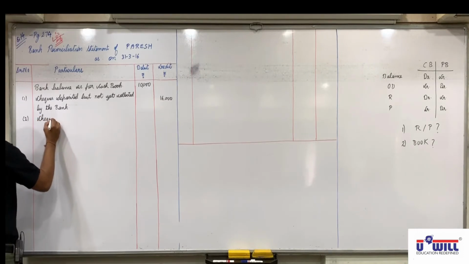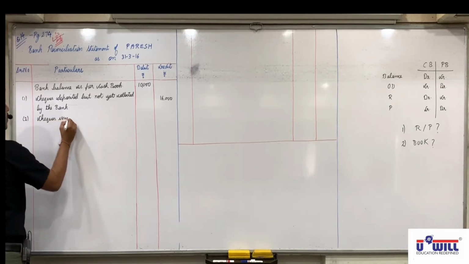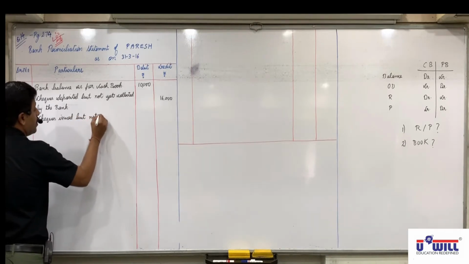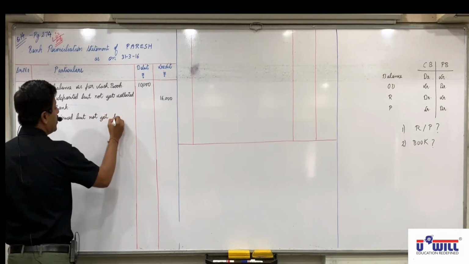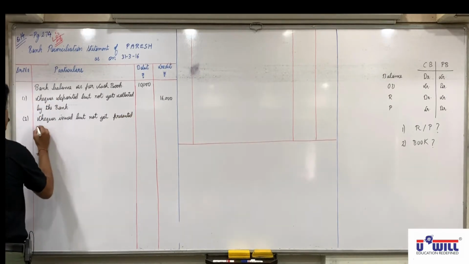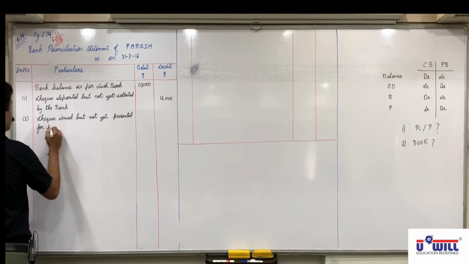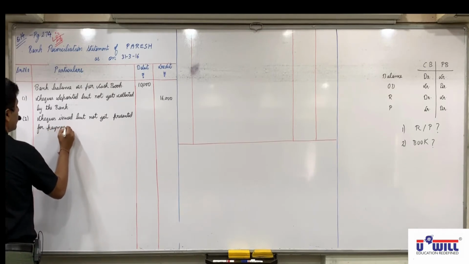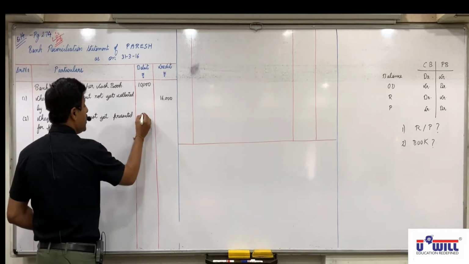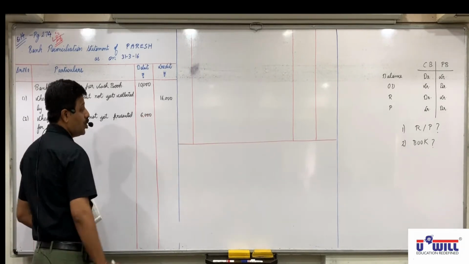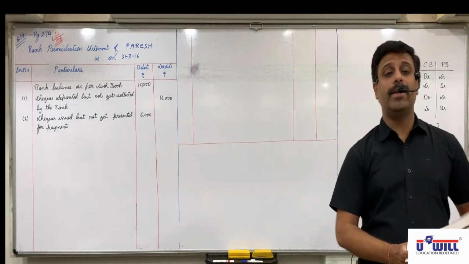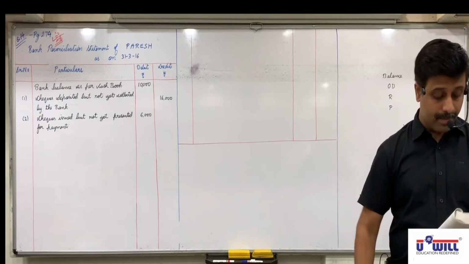Checks issued but not yet presented for payment. So 6,000 is credited in the cash book but not debited in the passbook, so debit in BRS. Any confusions in this? Next.